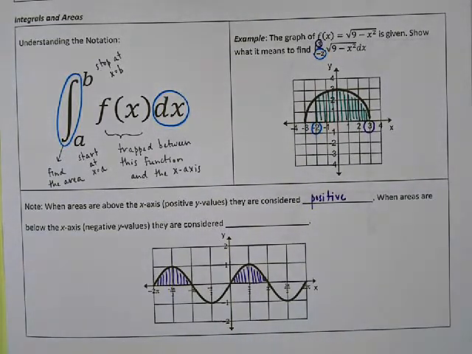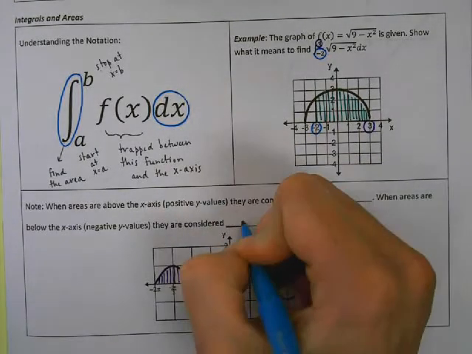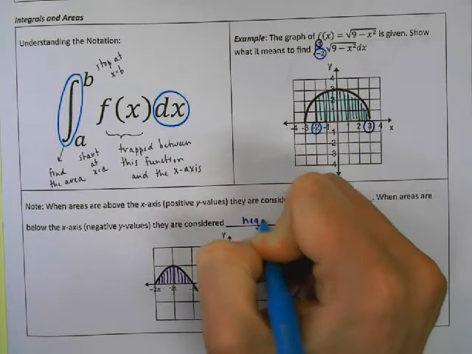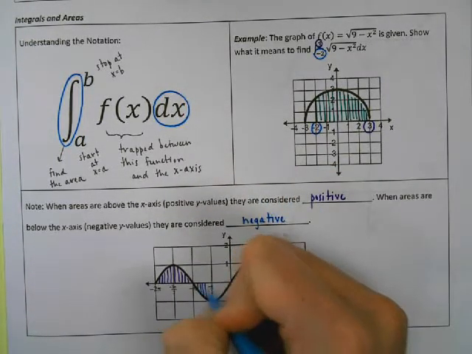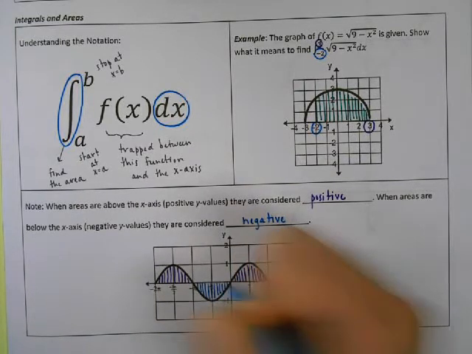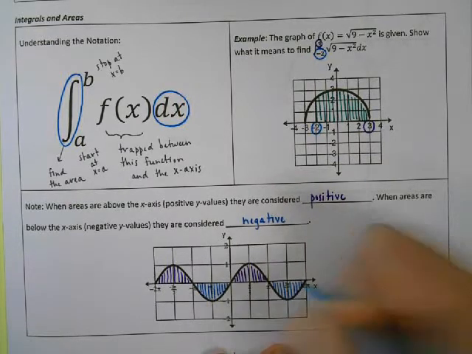On the other hand, when the areas are below the x-axis, they have negative y values, and they're considered negative. So we're going to want to be really careful when we start calculating these integrals to pay attention to where those areas are located relative to the x-axis, whether they're above or below.